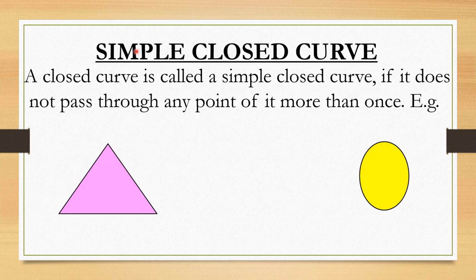Now simple closed curves. A closed curve is called a simple closed curve if it does not pass through any point of it more than once. Children, you can see easily, no point is passing through another point more than one time.